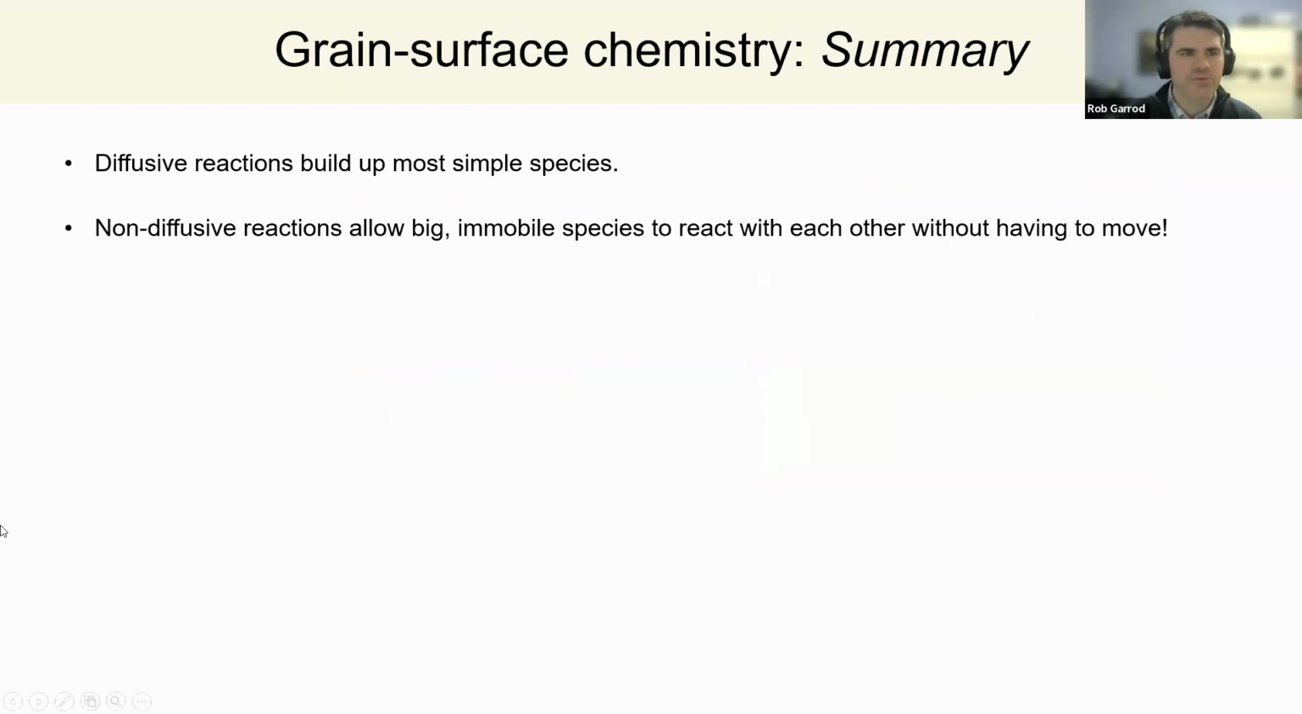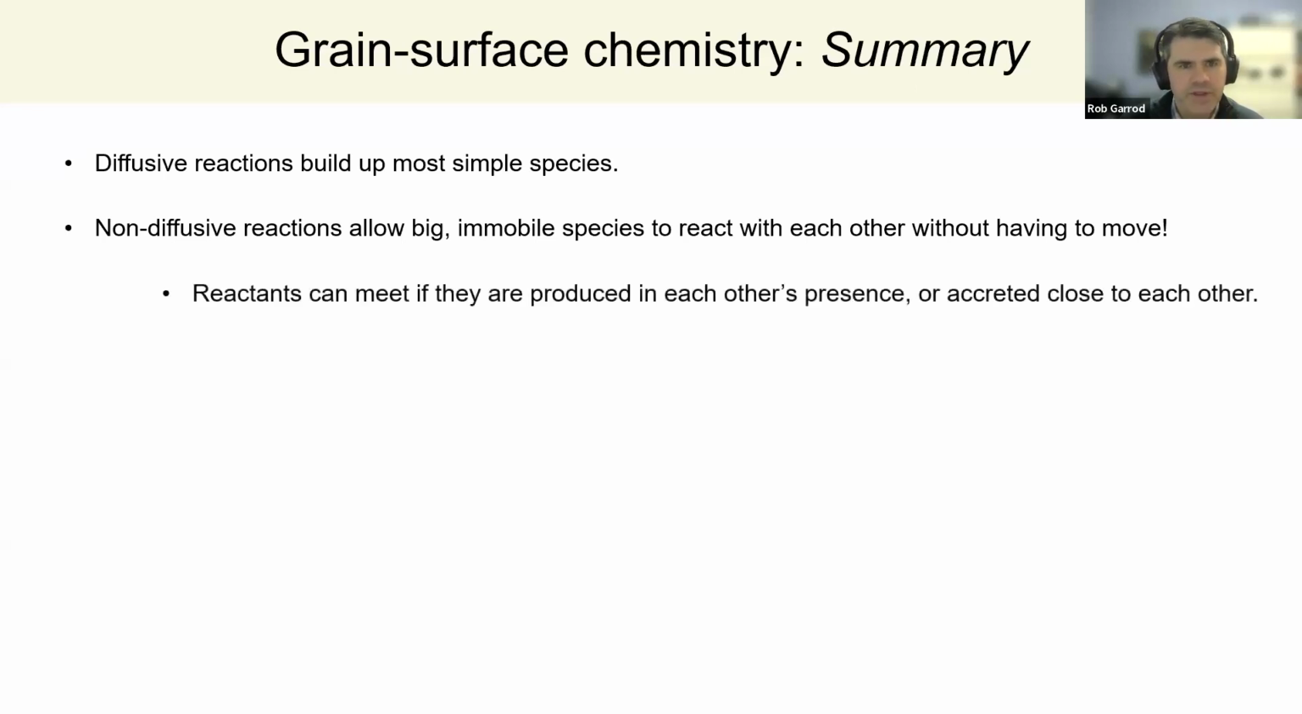All right, so a quick summary, and I know we're getting very close to the end, so I'll finish up. So, our summary on grain surface chemistry. Again, the model that I've given you or made available to you doesn't really include any proper surface chemistry, but in reality, diffusive reactions are going to build up most simple species. We're now seeing that non-diffusive reactions seem to be capable of producing larger molecules, even without that diffusion.